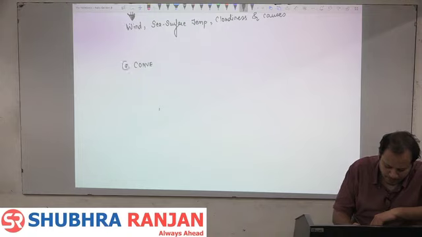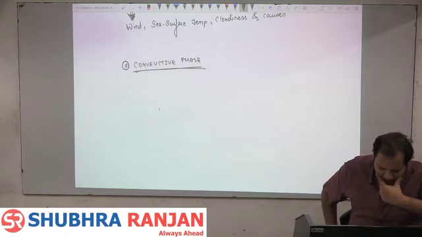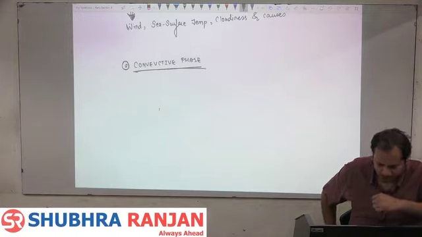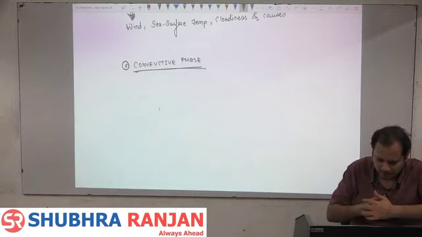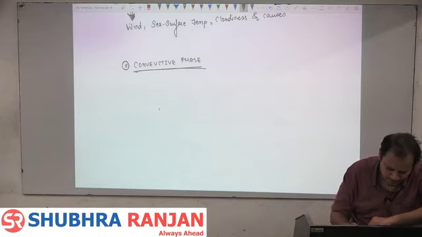Subpoint 1, convective phase, in which air rises upwards, causing very heavy rainfall.